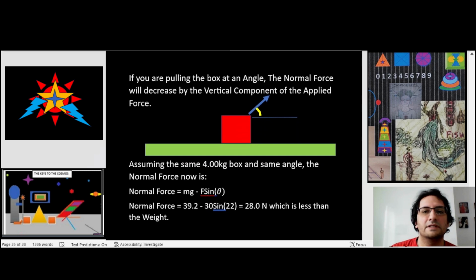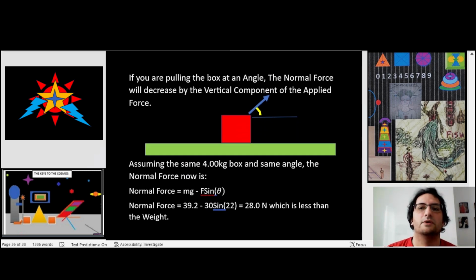If you are pulling the box at an angle, the normal force will decrease by the vertical component of the applied force. Assuming the same 4 kilogram box and the same angle, the normal force now is mg minus F sine theta, minus because you're pulling it instead of pushing it down. So the normal force will be 39.2 minus 30 sine of 22, which equals 28 newtons, which is less than the weight, which is 39.2.